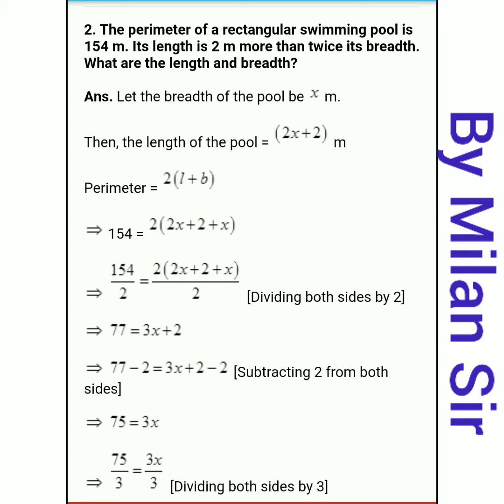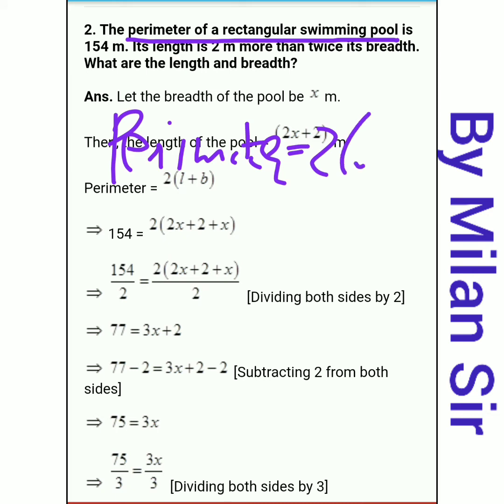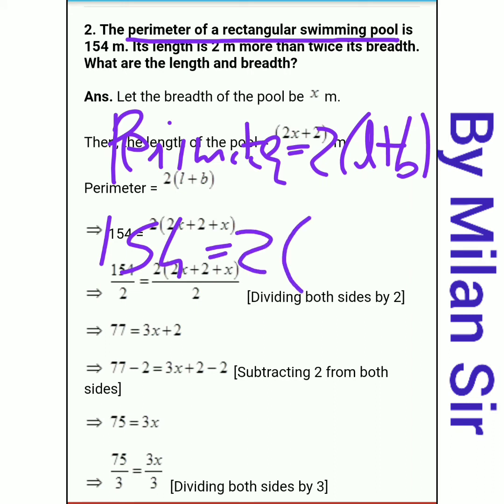Now we need to form our linear equation. So read the first line: perimeter of a rectangular swimming pool is 154 meter. Now what is the formula of perimeter of a rectangle? It is 2 in bracket L plus B. The perimeter is given as 154. So here 2, length we found that is 2x plus 2, and breadth is equal to x.